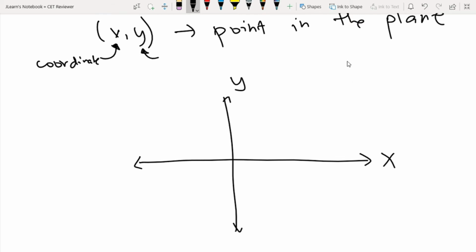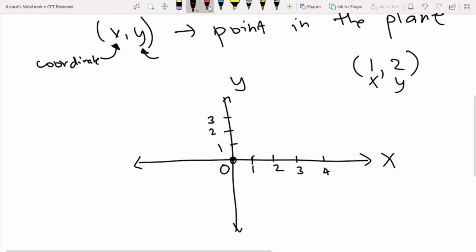So, yung x-coordinate, ito yung x, and ito yung y. Let's say meron kang point na (1, 2). Gawa ka lang ng mga tick marks. Sabi natin, x is 1. Ito yung 0. Ito yung 1, 2, 3. Pwede nyo dagdagan yan. Sabi natin na x is 1. So, dito, tignan natin yung 1.